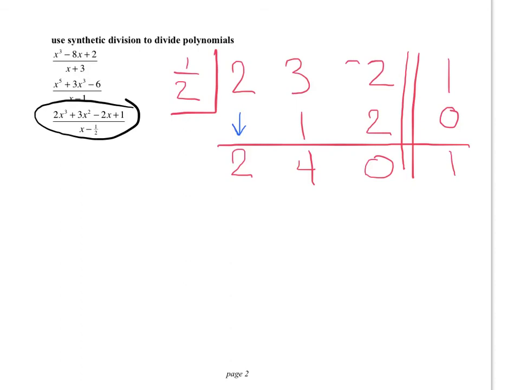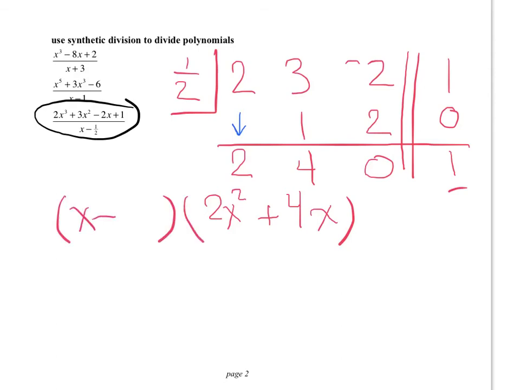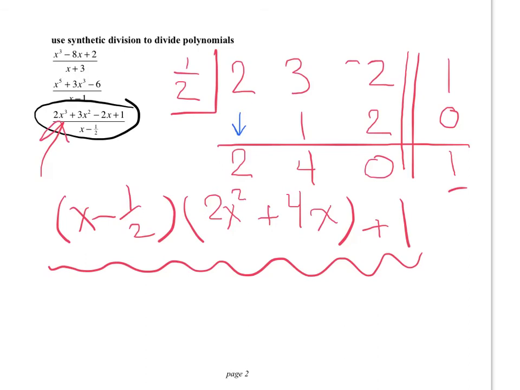So that's the remainder. And these are the coefficients: 2 is the coefficient of x squared, 4 is the coefficient of x, 0 is the constant, so we have that. Then we have times x minus 1/2 plus the remainder, which is 1. If you multiply all this out, you should be able to get back 2x cubed plus 3x squared minus 2x plus 1. It's a good exercise for you to do, so you should do that.